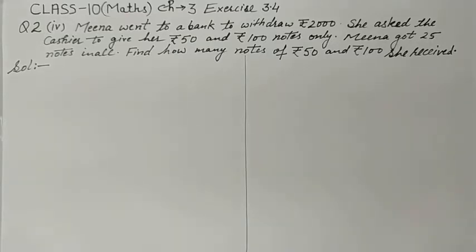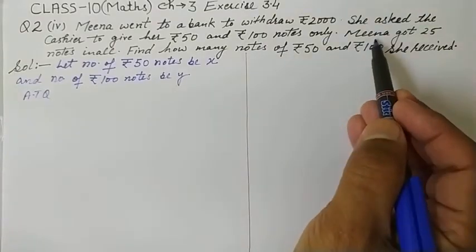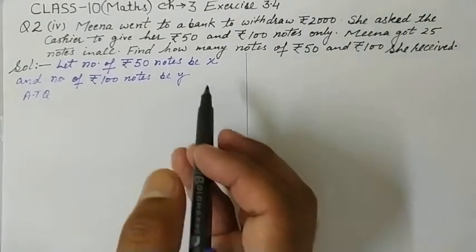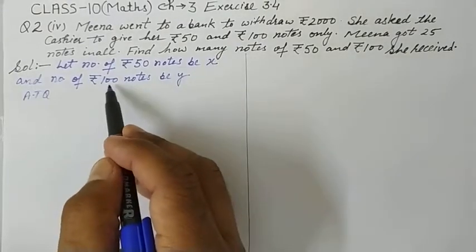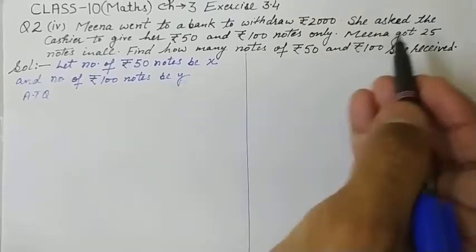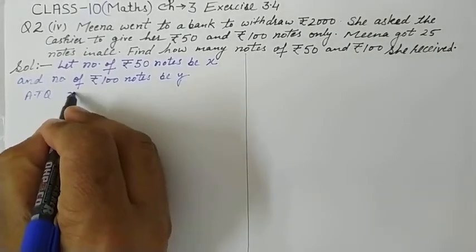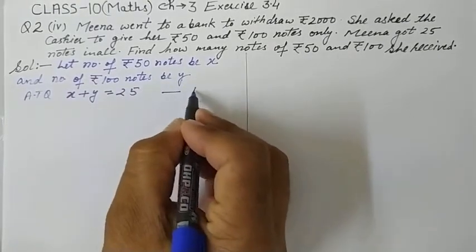So let's do how. First of all we will assume let the number of notes of rupees 50 be x and the number of notes of rupees 100 be y. Now here the first condition is total notes were 25. It means the number of 50 rupees notes is x, and the number of 100 rupees notes is y. So the total sum of notes is 25. So x plus y is 25. This is our first equation.